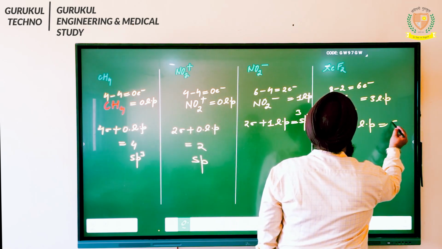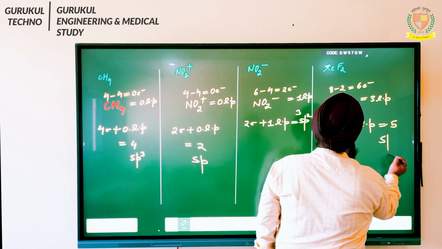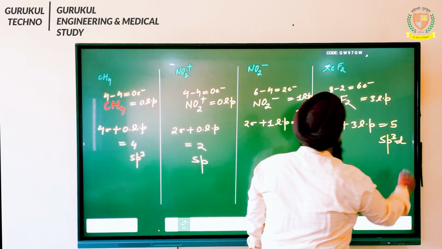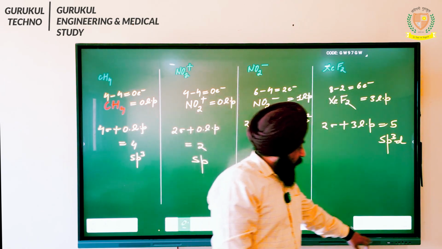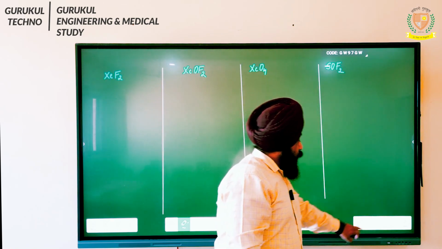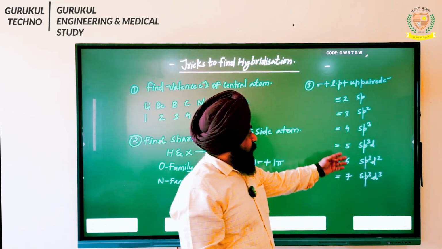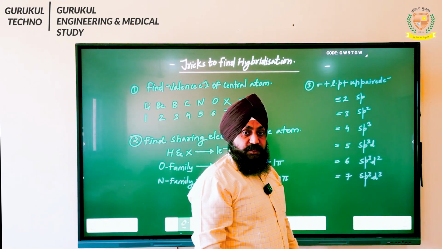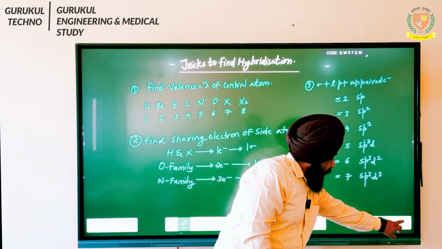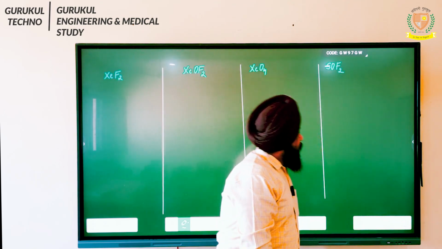So the answer over here is 5. When you say 5, it is going to be sp3d hybridized. Students, it will be sp3d hybridized. Okay, students, now let us take some other examples.